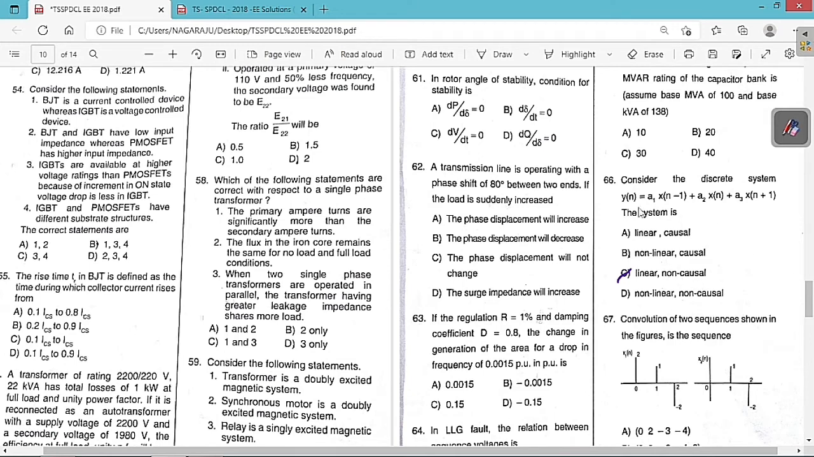Now you can see, suppose you keep n is equal to 0, then y of 0 is equal to a1 into x of minus 1 plus a2 into x of 0 plus a3 into x of 1. As you can see clearly, whenever the output we need is at n equal to 0, the input we are going to get is at x of 1. Therefore, the present output is depending upon the future input. So we can say it is a non-causal system. So option C, the system is basically a linear system and also a non-causal system. So now we will discuss something more about this one.